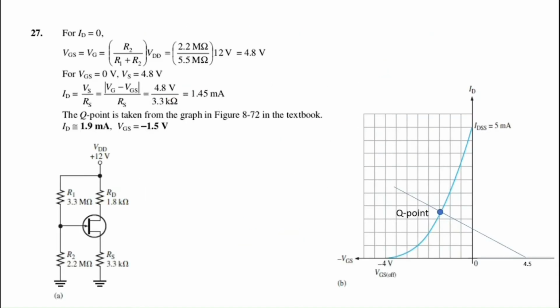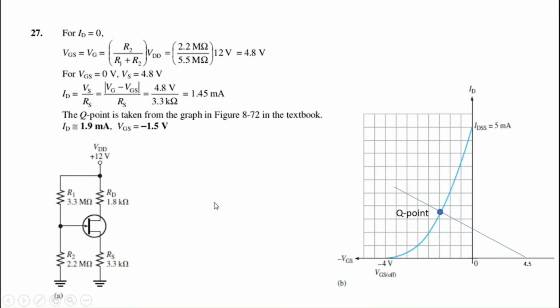So just examining the JFET circuit with voltage divider bias, you can see that the gate voltage is given by the voltage divider, right? To determine the first point, we have to set ID equal to 0. Initially, you know that your gate source voltage is equal to gate voltage minus source voltage.